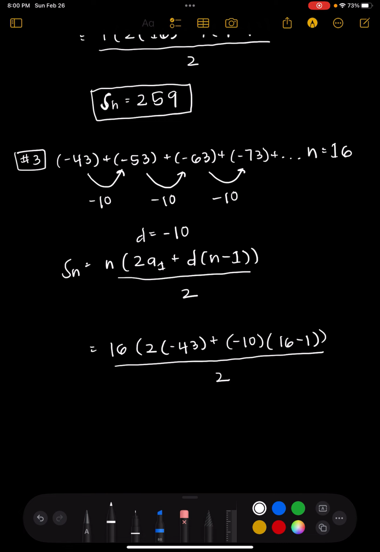And I get that the sum, if I added all those together, I would get -1,888. So if I add all of those numbers together, I'd get a big negative number. That makes sense because all of those numbers are negative. So when I add a bunch of negative numbers up together, I should get a really big negative number.